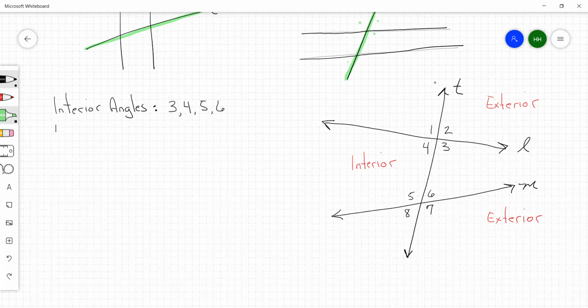We've got exterior angles. Those are located in the exterior of lines L and M, because lines L and M are the ones that are cut by the transversal. So the exterior angles in this picture are 1, 2, 7, and 8.